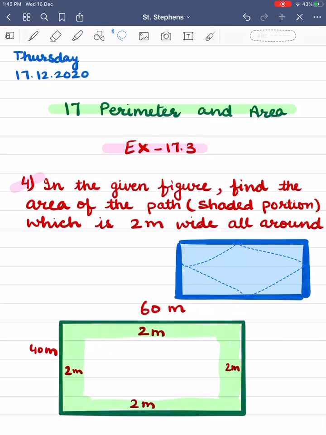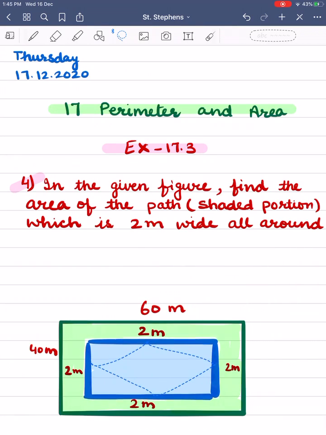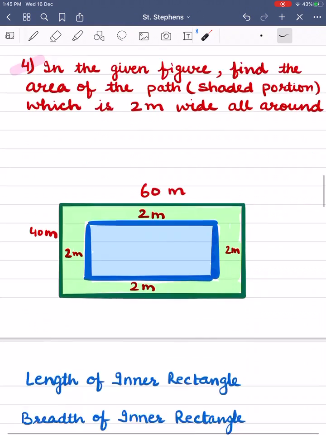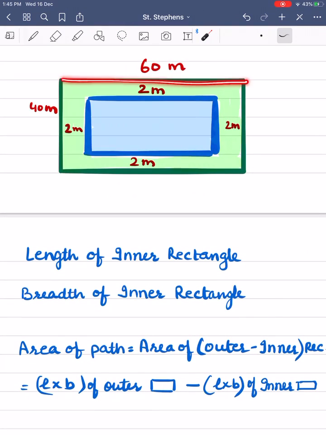So children, let's find out the area of these two rectangles. The length and breadth of the outer rectangle is 60 meter by 40 meter, and we observe that the length of the inner rectangle is 2 meter shorter from one side and 2 meter shorter from the other side. So in total it is 4 meter shorter than the length of the outer rectangle. Similarly, the breadth of the inner rectangle is 2 meter shorter from one side and 2 meter shorter from the other side. So it is also in total 4 meter shorter than the breadth of the outer rectangle.